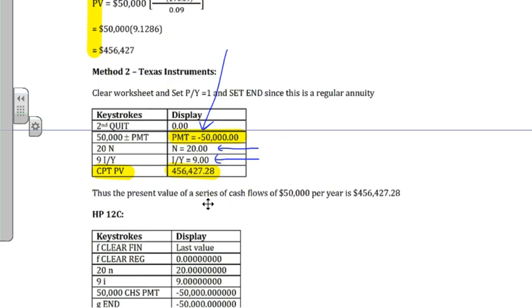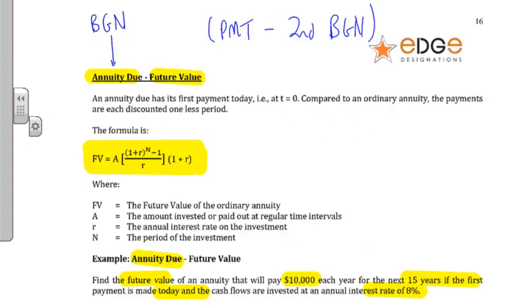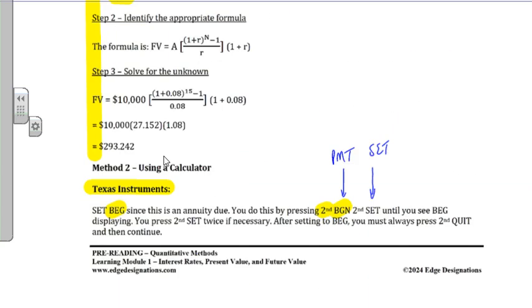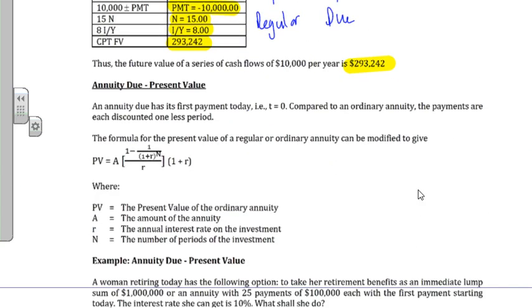Good. Again, I've shown you the HP12C stuff over there. Do take a look at that if you are working with the 12C. We've done annuity due. I'm going to do one more with you guys. You know what's coming. It's annuity due present value. Interestingly enough, this is a more common one.